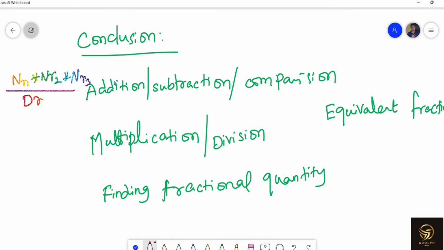So in simple words, we can say make the denominator the same and add the numerators, or subtract the numerators. And here I wish to connect this to equivalent fractions. What is an equivalent fraction? An equivalent fraction is nothing but multiplying both the numerator and denominator by the same number.